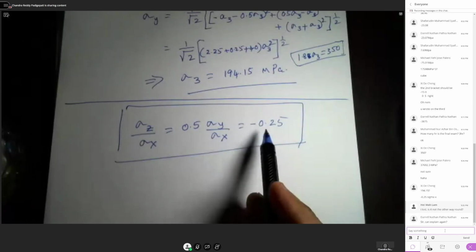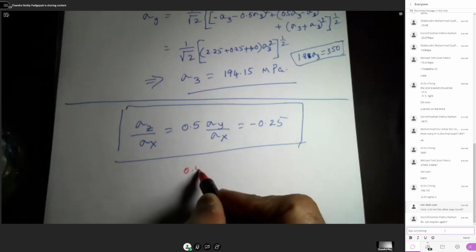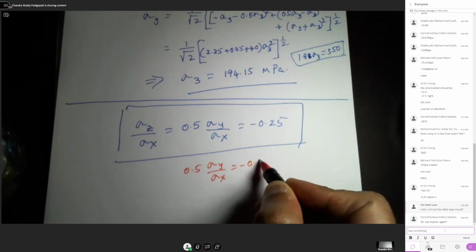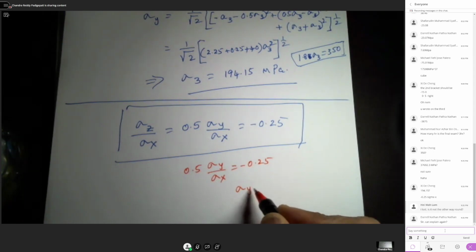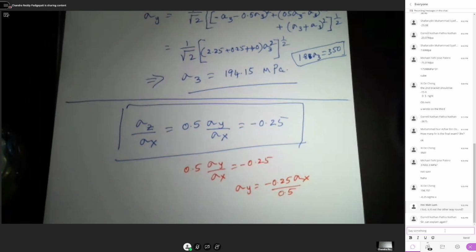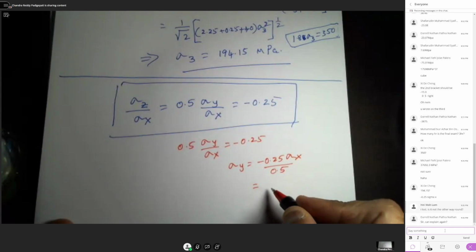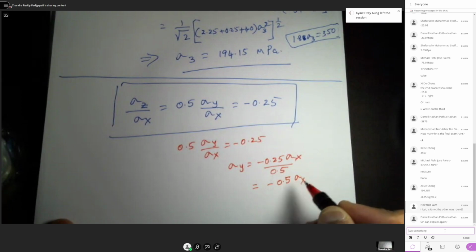Okay, so this is the relationship given: sigma z over sigma x is equal to... Okay? So now what I'm writing is 0.5 into sigma y over sigma x is equal to 0.25. So from this I can write sigma y is equal to 0.25 into sigma x over 0.5. Okay, so that will give you 0.5 sigma x.